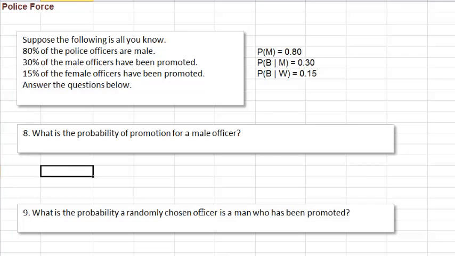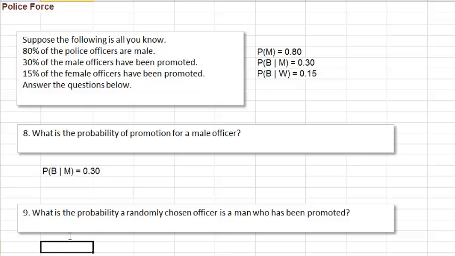Question 8 says, what is the probability of promotion for a male officer? Here you're given a male officer and you're looking for the probability of promotion. So we're looking for a conditional probability of promotion given a male police officer. And guess what? We already have it. We are given 0.3 right here. So this was an easy one. Let's go to number 9.